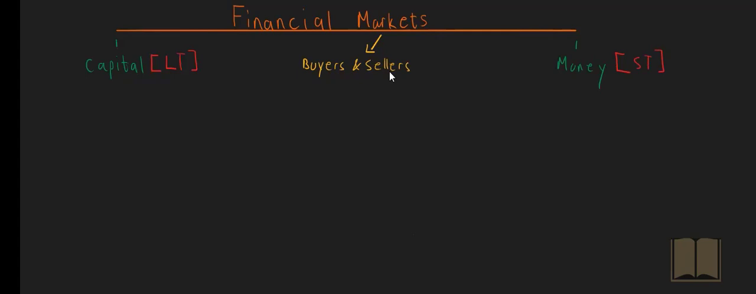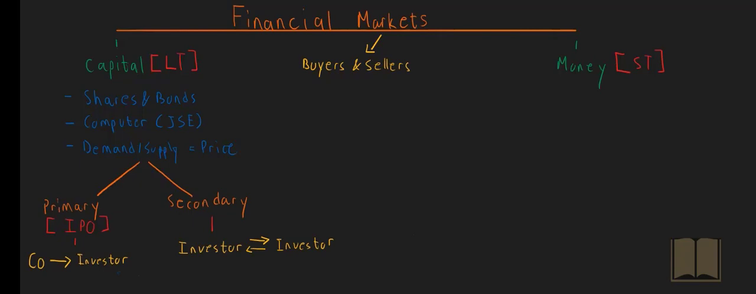Let's now go deeper into each of these two different markets. The capital market facilitates the trading of shares and bonds. This market is not a physical market. Instead, it's a computer-based platform that facilitates the trading of these shares and bonds, such as what we see on the JSE. The price at which there's an exchange between the buyers and sellers is simply determined by demand and supply.